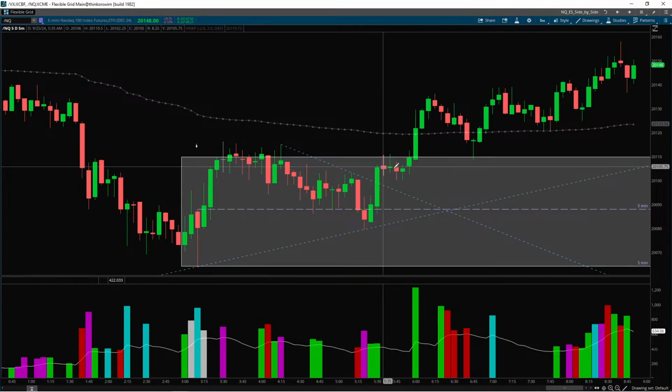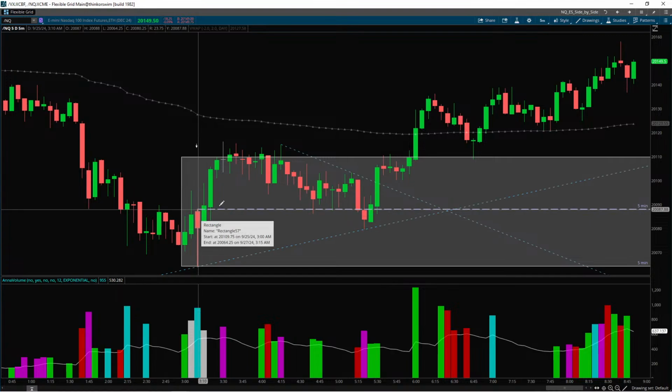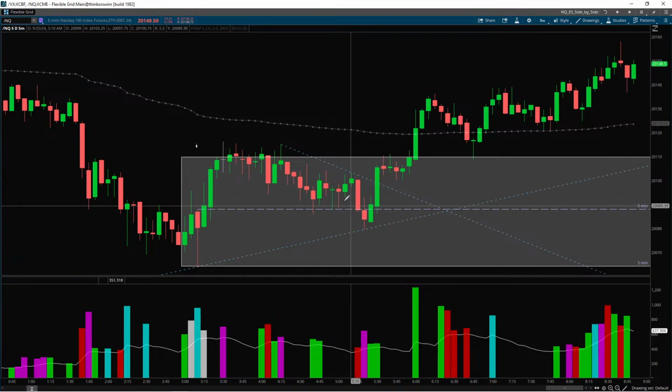Could have entered here. Stop loss below. This is a nice engulfing candle. Could have tried here. Stop loss would have been down here because this is not too much of a price move. I would have got stopped out, and then price would have gone, which would have been sad.